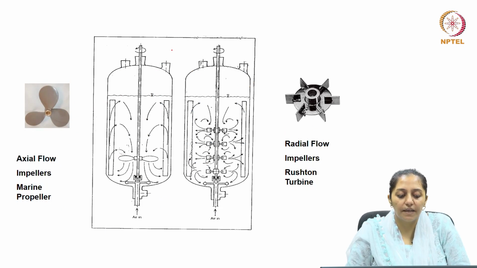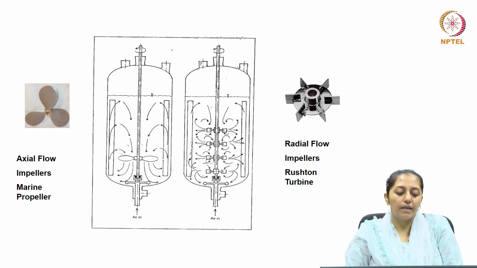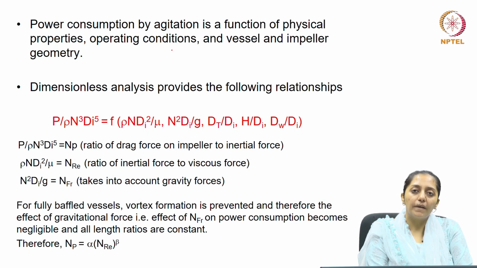So, if you see on the slide, axial flow impellers have been shown here, where the movement is parallel to the shaft, and radial flow impellers have also been shown, where the movement is perpendicular to the shaft. Examples well known for axial impeller is marine impeller, and for radial flow impellers mostly used are turbine or Rushton turbine impellers.